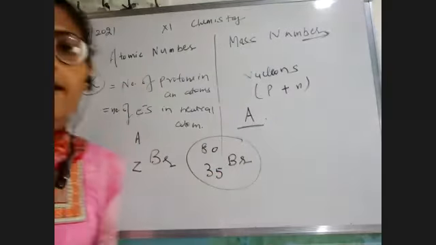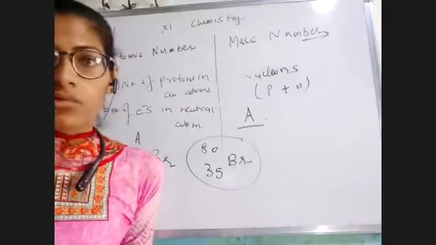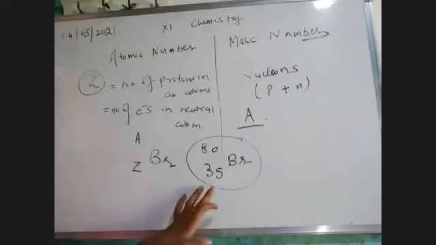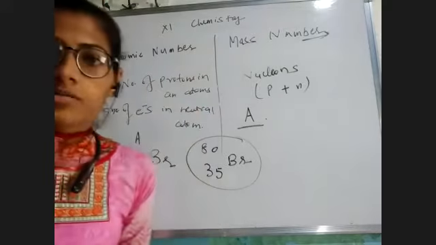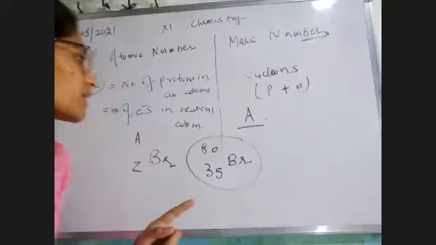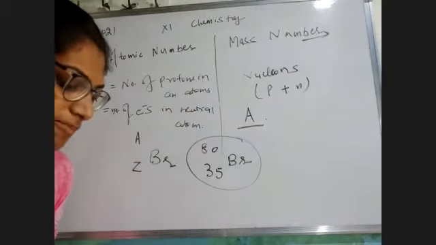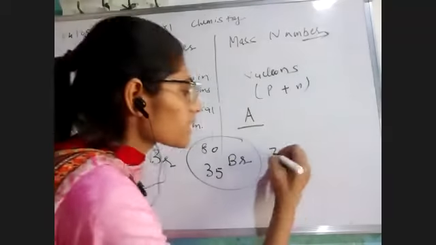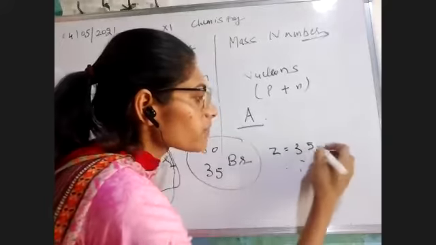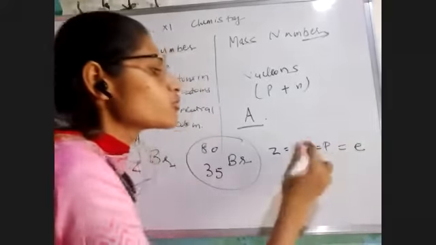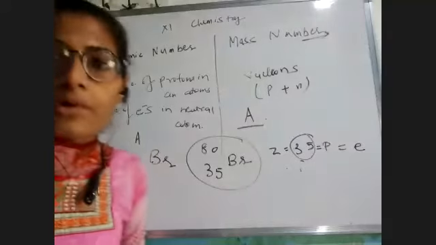Now, in this, we have to tell what is our atomic number, what is our mass number, what are the number of protons, number of electrons, number of neutrons. Already we know that this lower subscript Z is denoted as atomic number. First point: atomic number tells us that the number of protons equals the number of electrons. So Z is 35, number of protons equals 35, and number of electrons is also 35. Second, we have to calculate the number of neutrons.